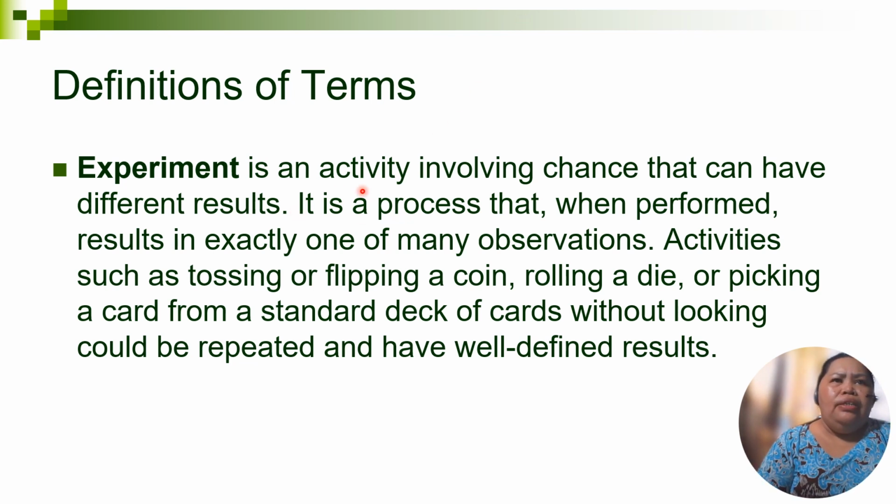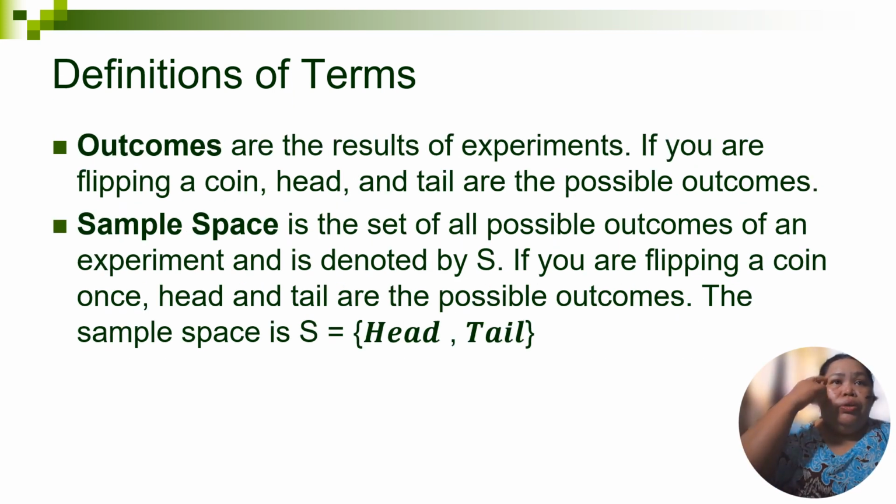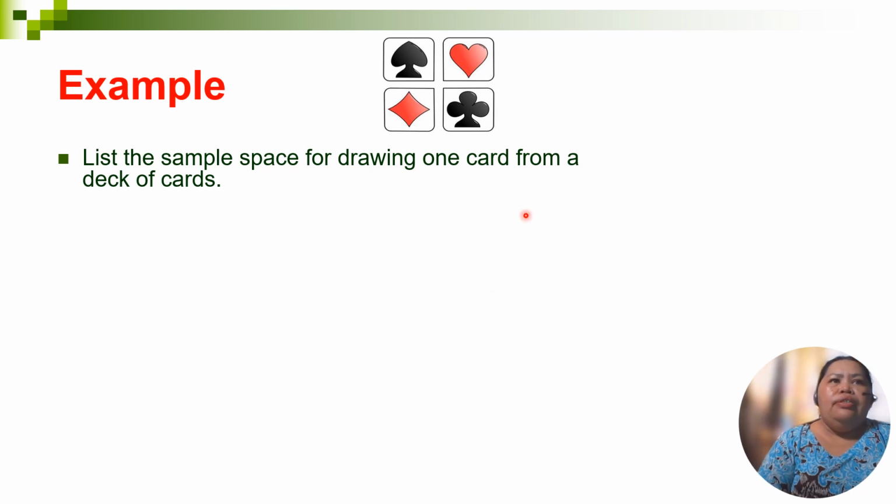Okay, an experiment is an activity involving chance that can have different results. It is a process that, when performed, results in exactly one of many observations. Activities such as tossing or flipping a coin, rolling a die, or picking a card from a standard deck of cards without looking can be repeated and have well-defined results. So this is an experiment. We discussed already outcomes and sample space. Now let's have this example.